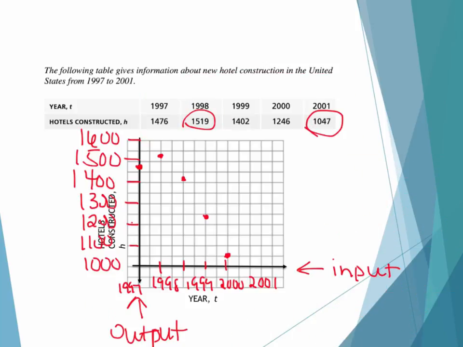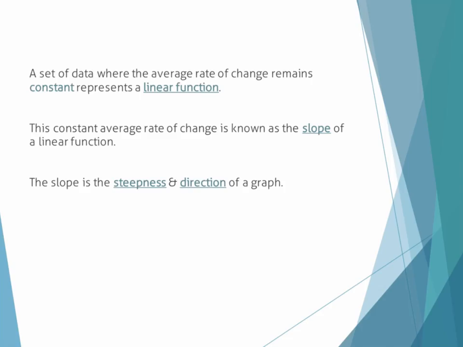And again, we see that visually looking at the scatter plot. A set of data where the average rate of change remains constant represents a linear function. So every kind of function has a rate of change. A linear function specifically has a constant average rate of change. That constant average rate of change is known as the slope of the linear function, and the slope is just the steepness and direction of that graph or of that function.